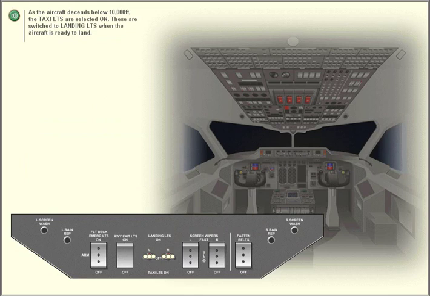As the aircraft descends below 10,000 feet, the taxi lights are selected on. These are switched to landing lights when the aircraft is ready to land.